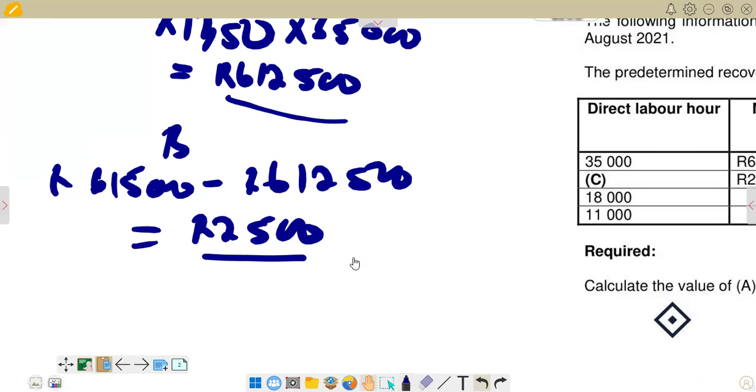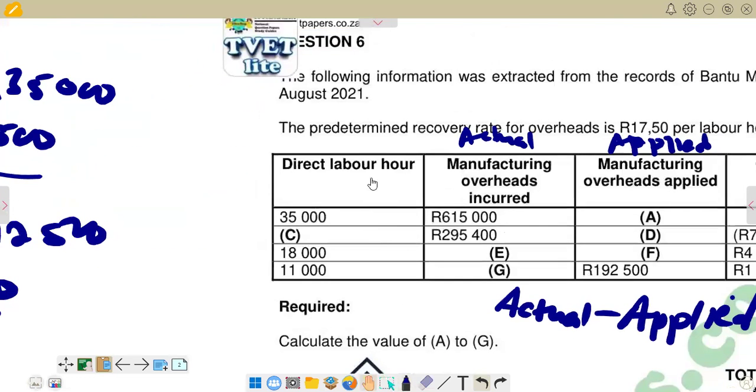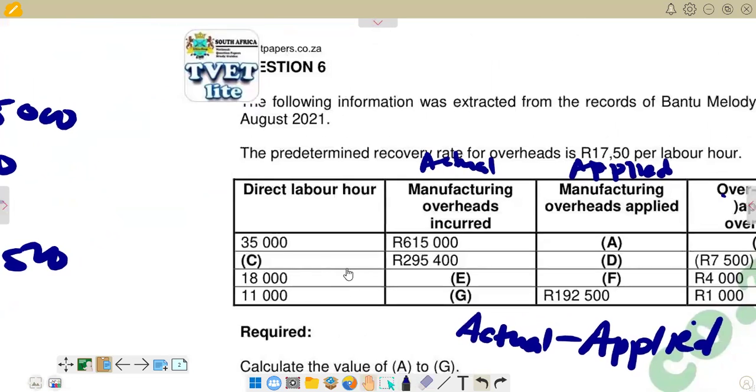Then we can check on our C now. On our C, we are saying direct labor hours. So our direct labor hours is here. But remember, we get our applied overheads by saying rate per hour times direct labor hours. So we get our manufacturing overheads applied. In this scenario, we cannot get our C first because we only have our rate, and we don't have our applied overhead. So we can first find our D, then we find our C. So let's first calculate D.